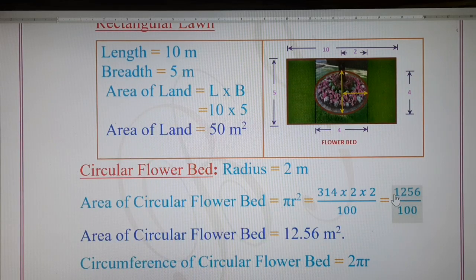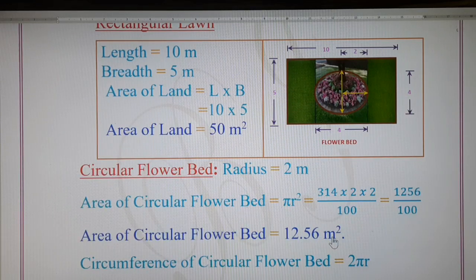So in the numerator we'll write 1256 upon 100, and this we can convert into a decimal number by removing the denominator 100. That means we have to put the decimal point after 2 digits from the right side. So from the right side we have to count 1 and then 2. So the decimal point will be between 2 and 5. That means 12.56. So in the final answer, we'll write area of circular flower bed is equal to 12.56 meter square.